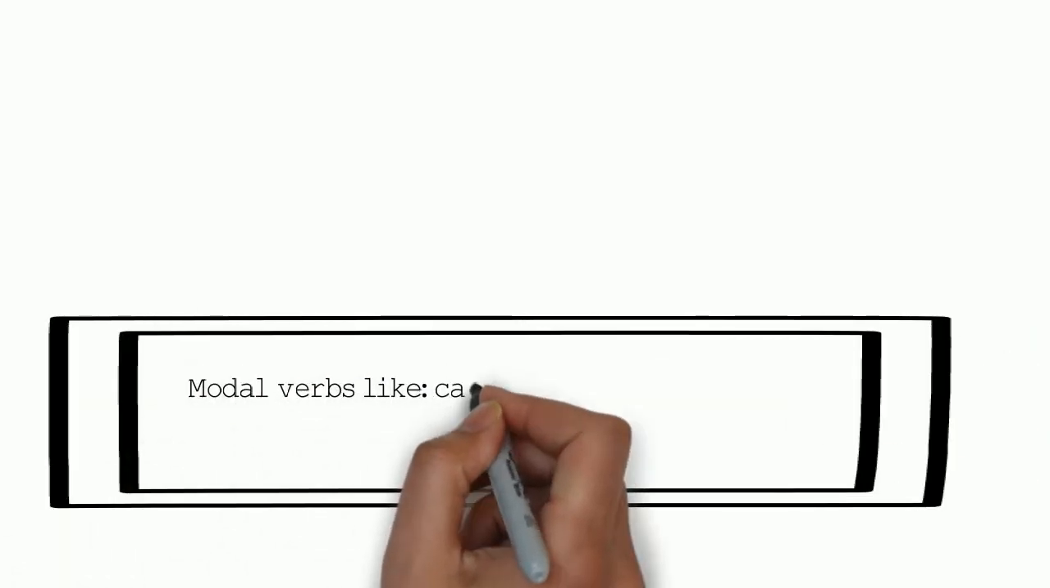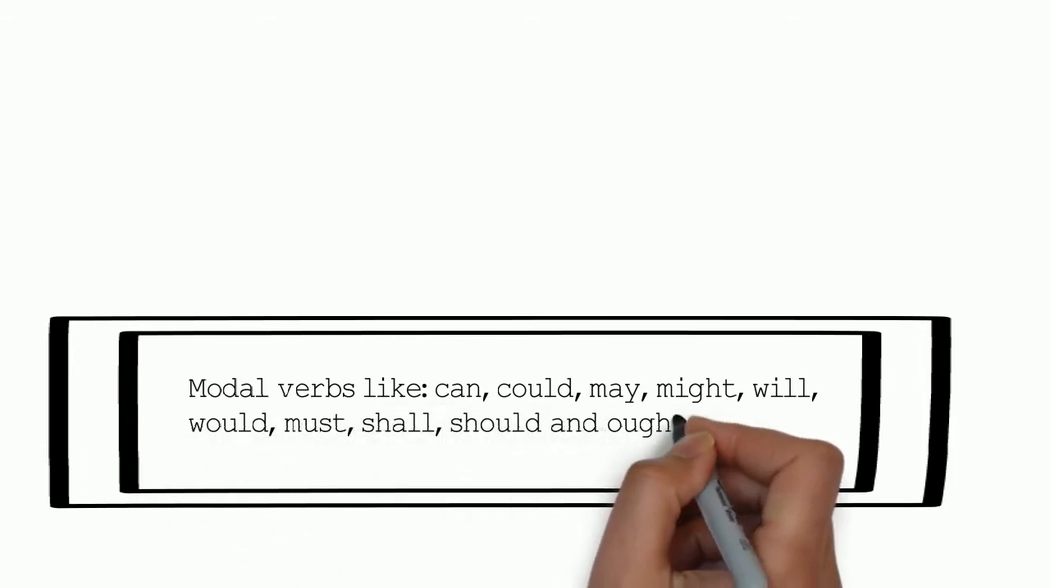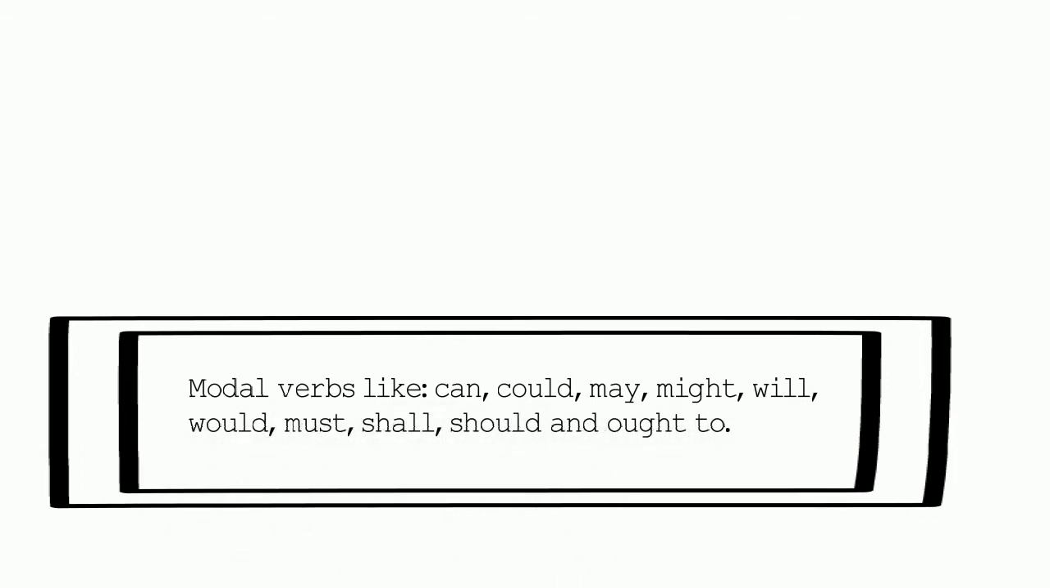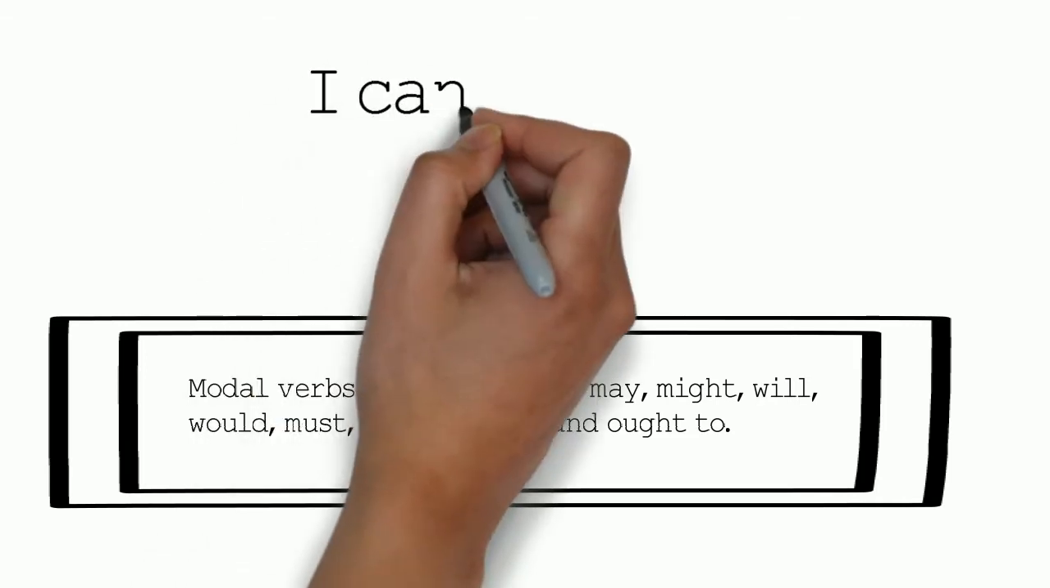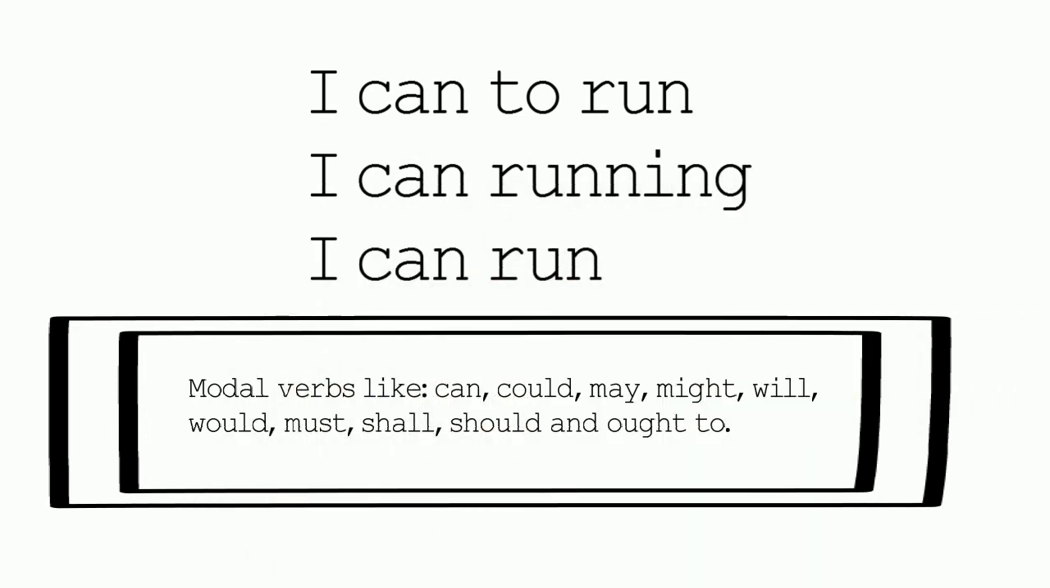We're gonna learn some really awesome stuff about modal verbs. Modal verbs like can, could, may, might, will, would, must, shall, should, and ought to. Yeah, these are all modal verbs. You should know that by now. So this is something about modal verbs.